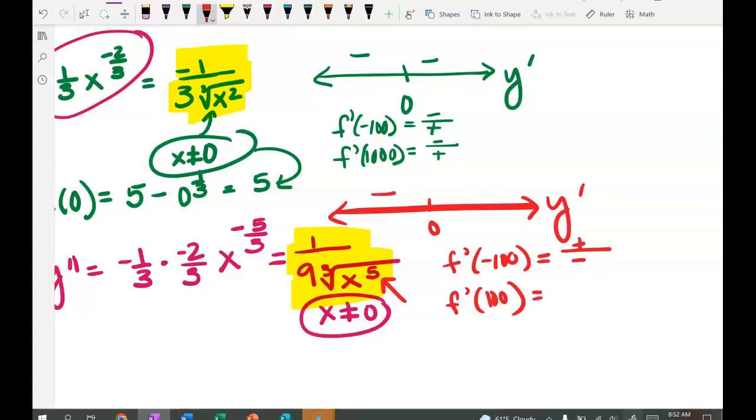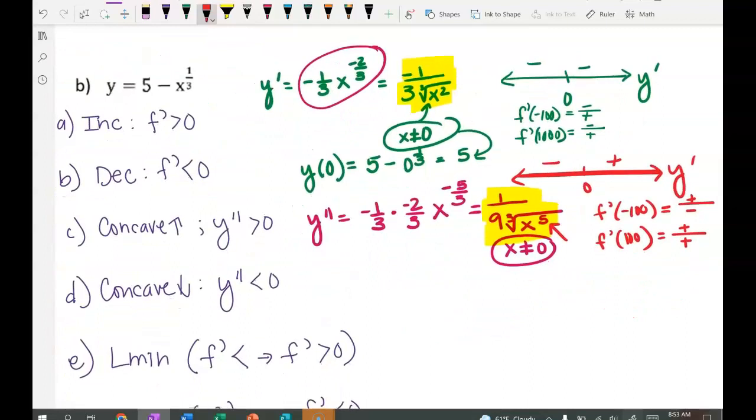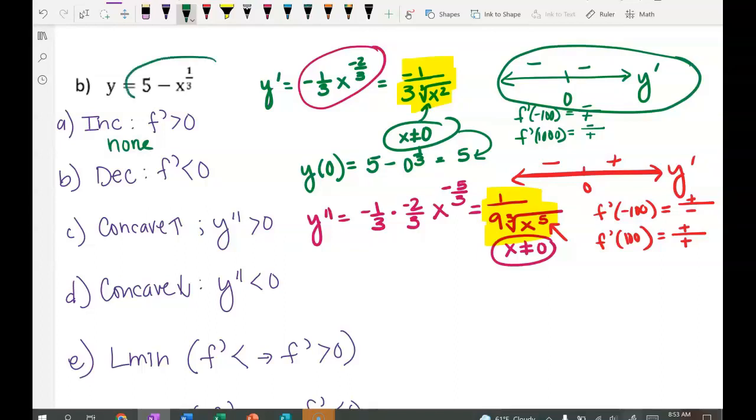Now when we plug in a large value such as 100 or 1000, the top is always positive 1. On the bottom, a positive number to the 5th power and then take the cube root is always positive. So on the right side, it's always positive. That will help us figure out all of the answers here, guys. Okay, increasing is when the first derivative is positive. As you look at this, the derivative is never positive, so this would never be an increasing function. So the entire way, guys, is always a decreasing function, and it's probably because of the cube root.